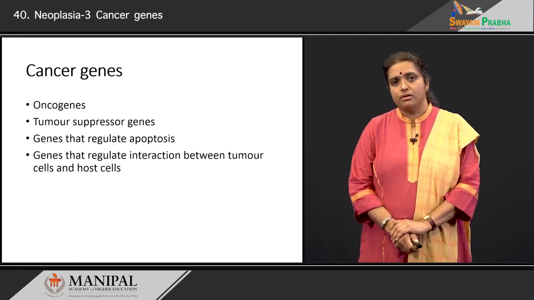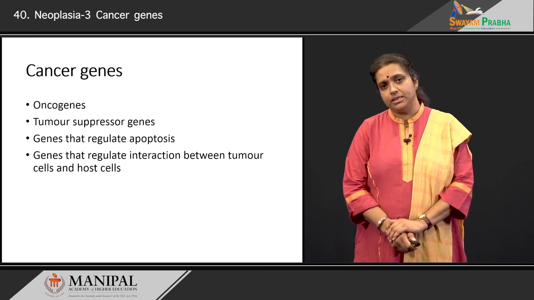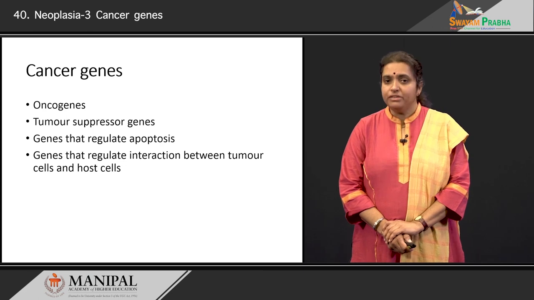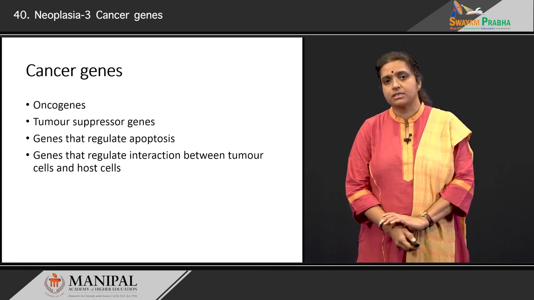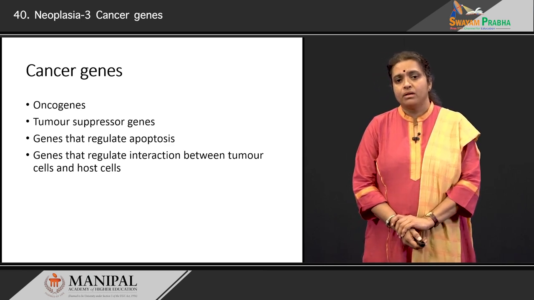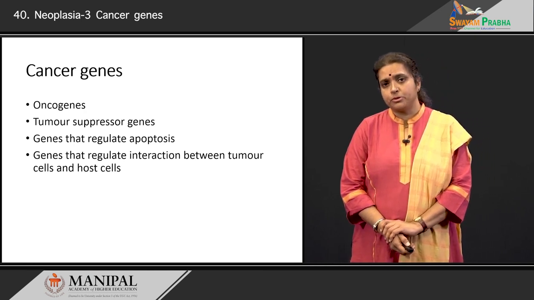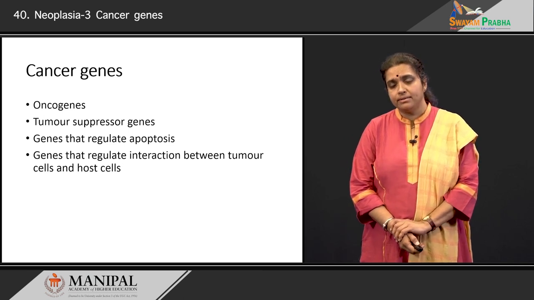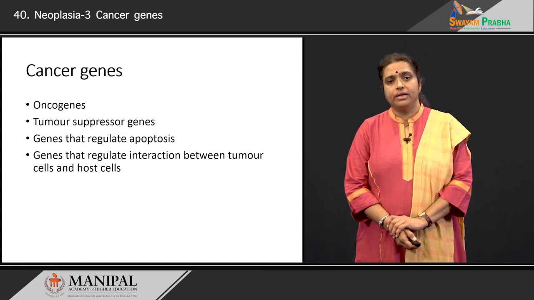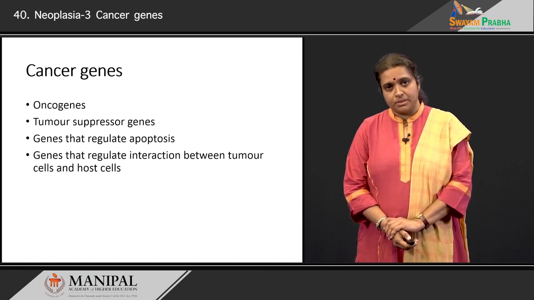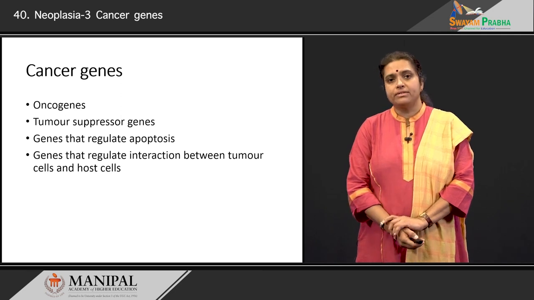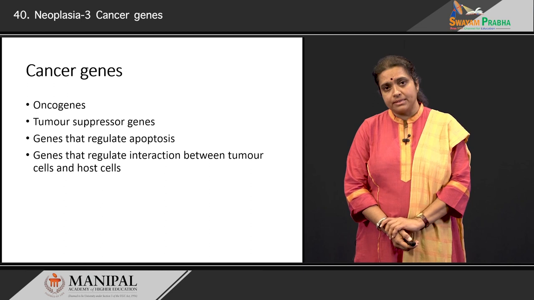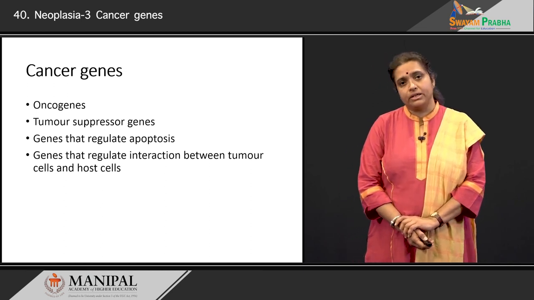The second class of cancer genes are what are known as tumor suppressor genes. Even these tumor suppressor genes are normally found in cells, and when they become altered or when they become lost, because the normal function is lost, the cell transforms into a malignant cell. The third class of cancer genes are genes that regulate apoptosis. We know that apoptosis or cell death is actually a kind of safety mechanism wherein a damaged cell dies, because you do not want a damaged cell to propagate itself, so it undergoes apoptosis. When this regulatory mechanism is faulty, it can give rise to cancer. So, one of the classes of cancer genes are the genes that regulate apoptosis.